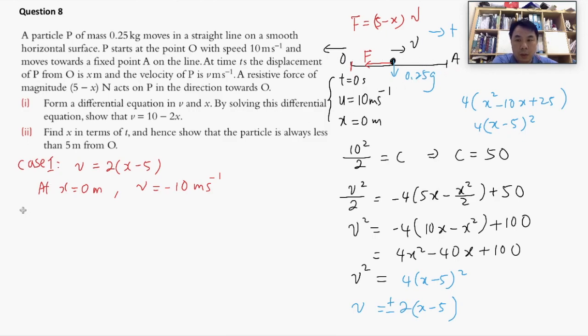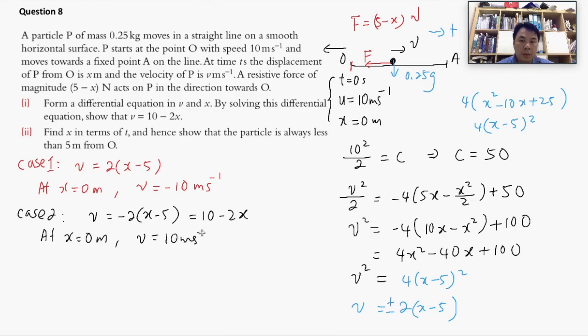Okay. Now, never mind, we're going to verify case 2 then. Case 2 is when v is negative here. And then that is what we have as 10 minus 2x here. At x equal to 0 meter, v is equal to 10 meter per second. Yes, that fits this description exactly, in that direction towards A. Therefore, we will choose v equal to 10 minus 2x. And then this has been proven.